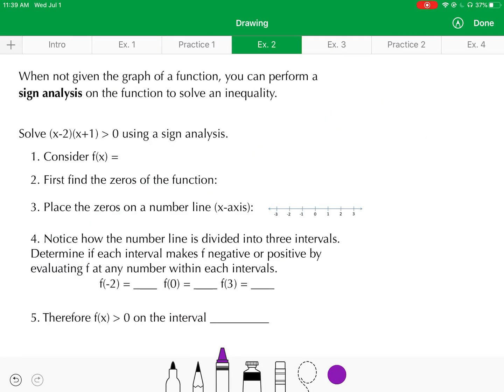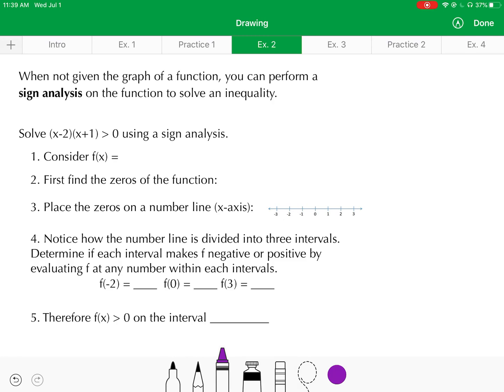All right, so now hopefully you have a little bit of a conceptual understanding of what it means to solve an inequality from a graphical standpoint. So when we're solving quadratic inequalities, we are going to perform a sign analysis on the function that corresponds to the inequality, okay? So that's what this example is all about.